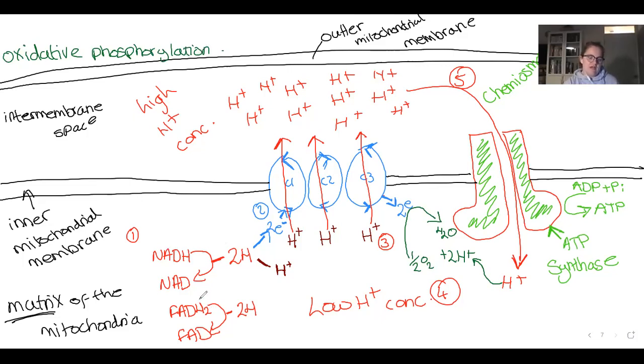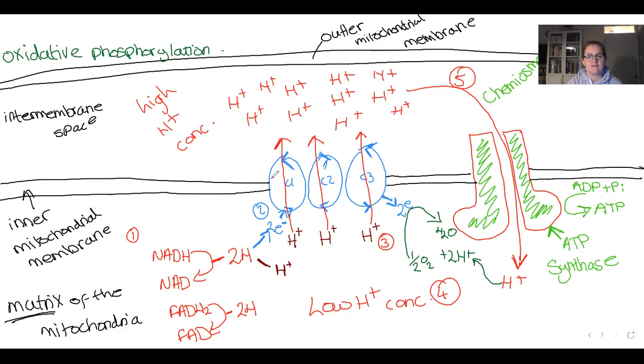NADH and FADH2 are oxidized. They release hydrogen atoms. The hydrogen atoms are split into protons and electrons. The electrons are taken up by the electron carriers. As the electrons go across each electron carrier, they lose energy. This loss of energy allows the hydrogens, the protons, the hydrogen ions, to be pumped across the inner mitochondrial membrane into the intermembrane space.